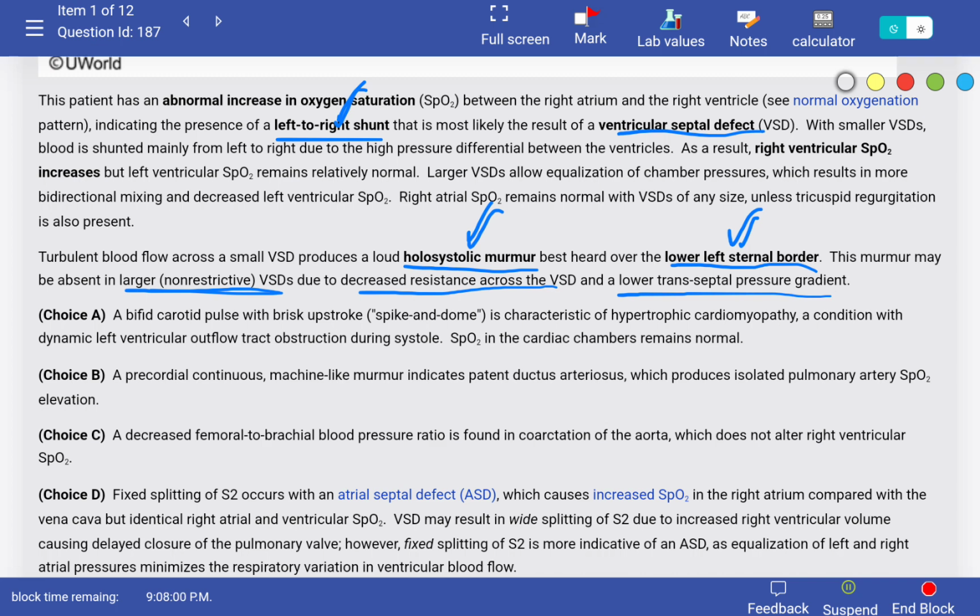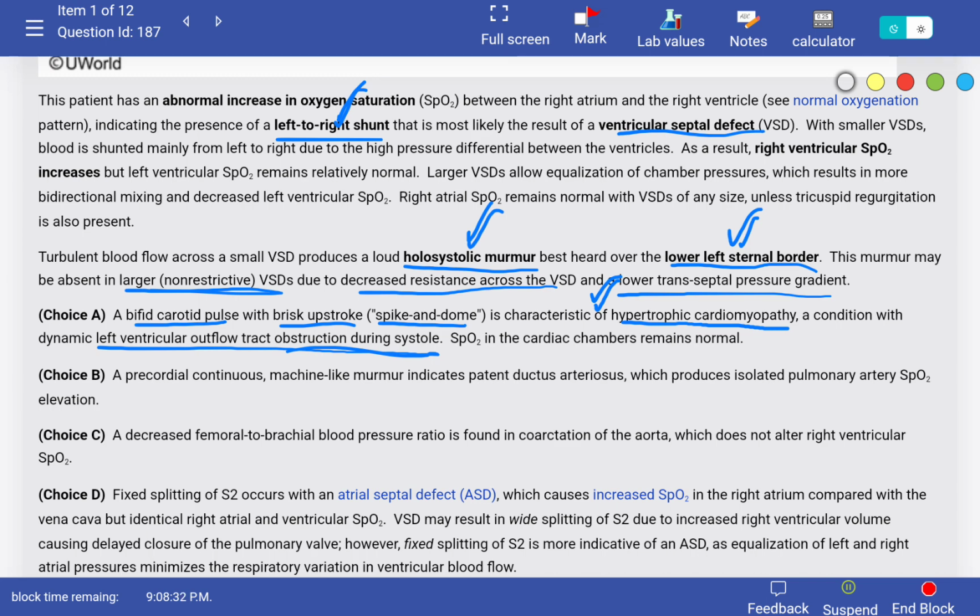Option A, bifid carotid pulse with brisk upstroke, that is spike and dome, is characteristic of hypertrophic cardiomyopathy. This is the characteristic of hypertrophic cardiomyopathy, right? A condition with dynamic left ventricular outflow tract obstruction during systole, right? The percent saturation in cardiac chambers remains normal in that case, right? But in this case, as they have mentioned, there was variation in pressure.